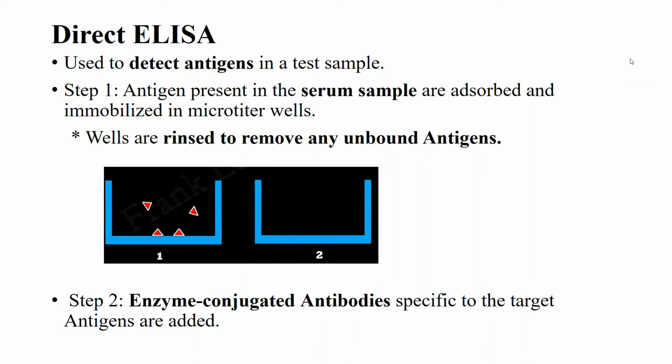Let us say we have added the serum sample into them. If you look at the first picture, you can notice that antigens are present because these specific antigens are adsorbed and immobilized in the microtiter well. If you look at the second microtiter well, you can't see any antigens because no antigens are present. Anyways, we are going to wash these wells to remove any unbound antigens. The next step is that we are going to add an enzyme-conjugated antibody for these specific antigens.